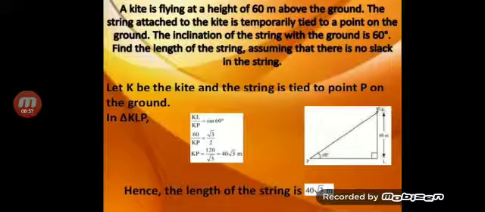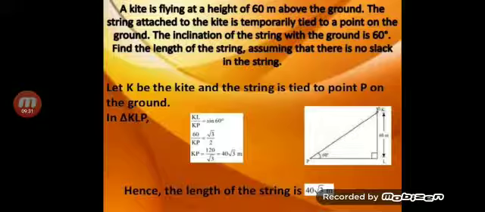And what they want is to find the length of the string. They want the length of the string, that means KP. What is the length of the string? Let K be the kite and the string is tied to that point P on the ground. So if you complete the diagram, it looks like this.